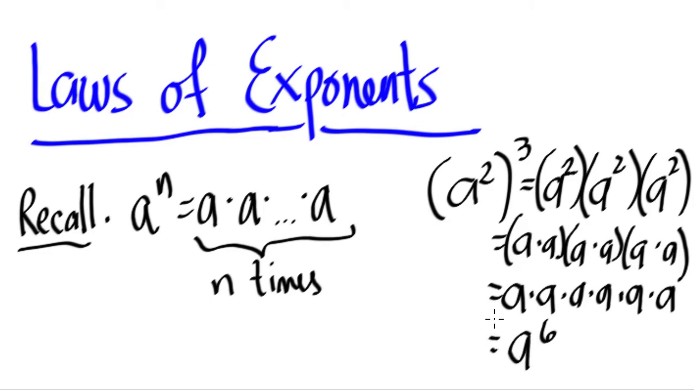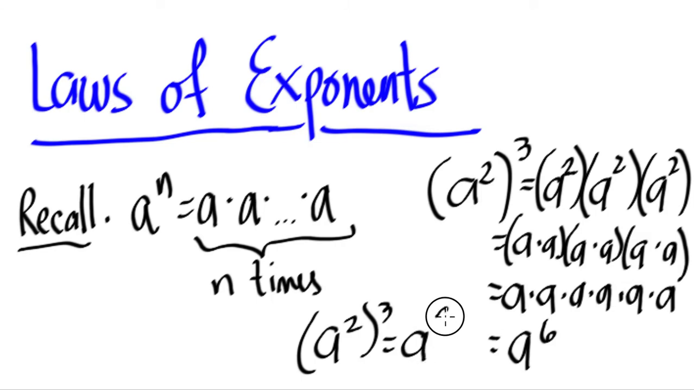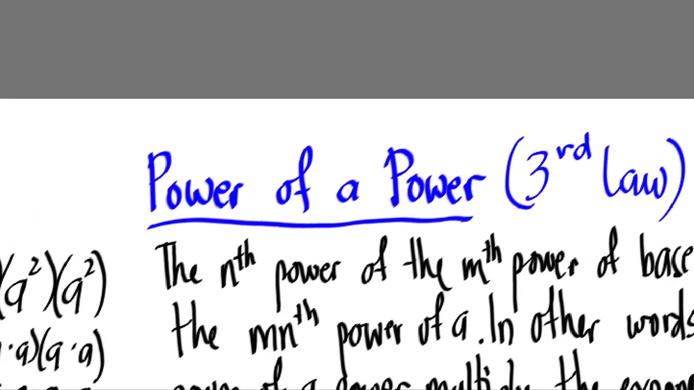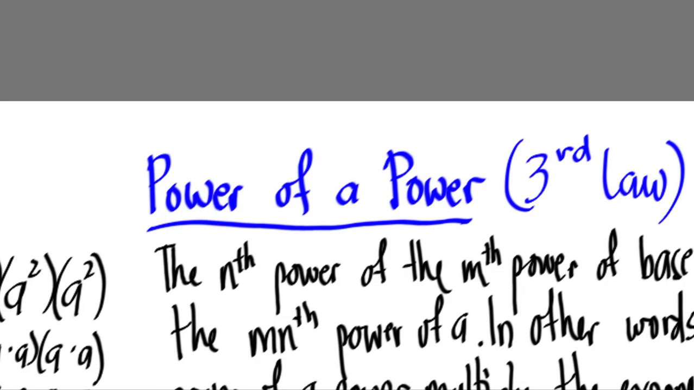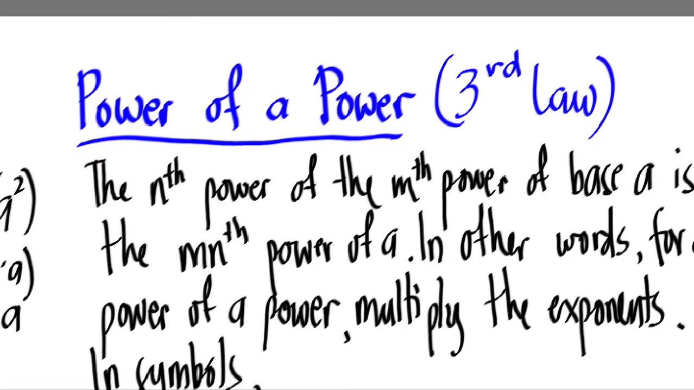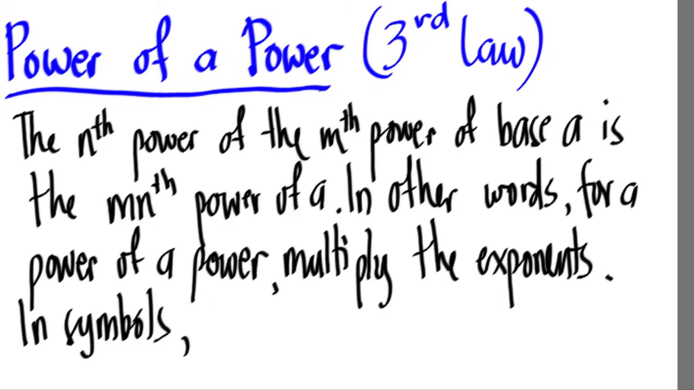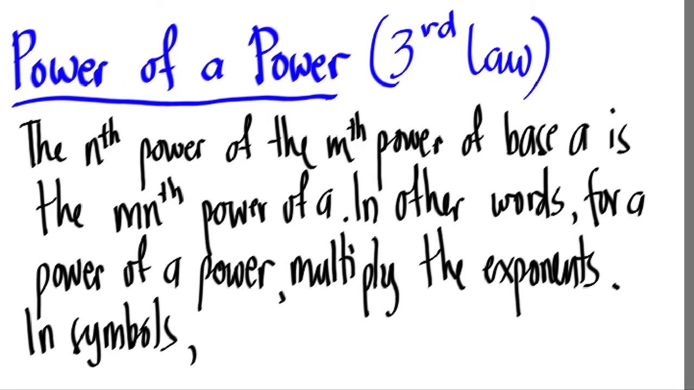Now notice that the two exponents, 2 and 3, are multiplied to get the exponent of the resulting power. That is, a squared cubed is equal to a raised to 2 times 3, which is equal to a raised to 6. Now, this is actually the third law of exponents. We call this the power of a power law. This is the third law as far as our book is concerned.